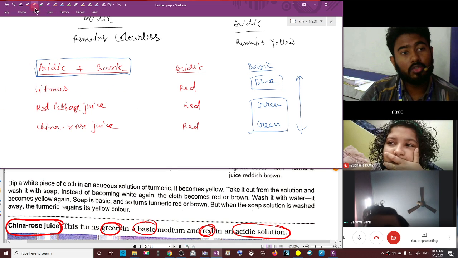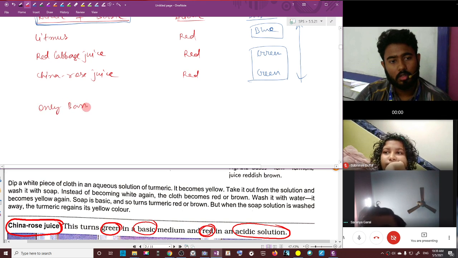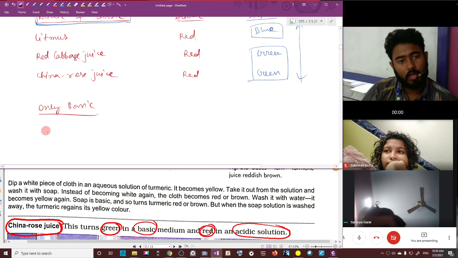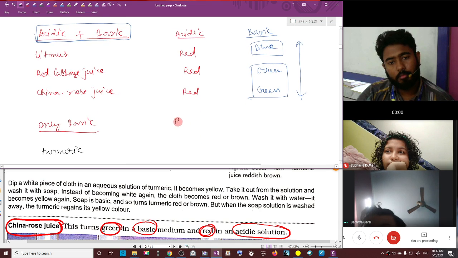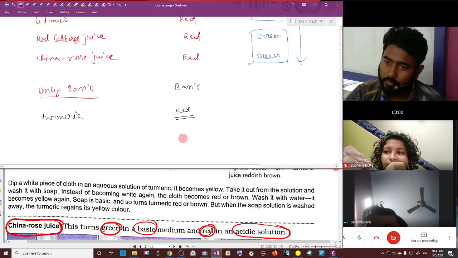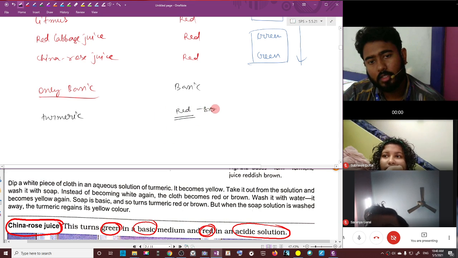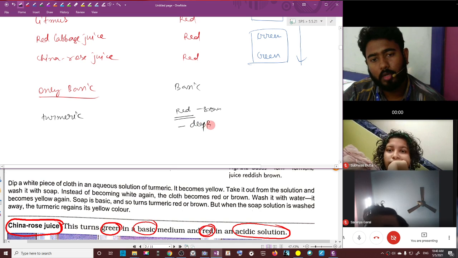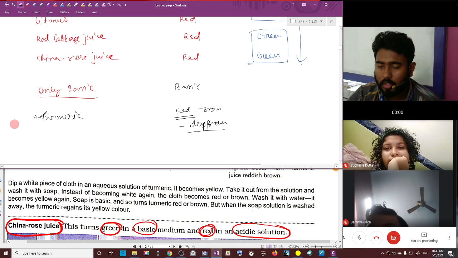Now, for indicators which indicate only basic, the case is just opposite. You write turmeric, and for turmeric in basic, this is reddish brown to deep brown, that is, it is in the zone of red. This is for turmeric.